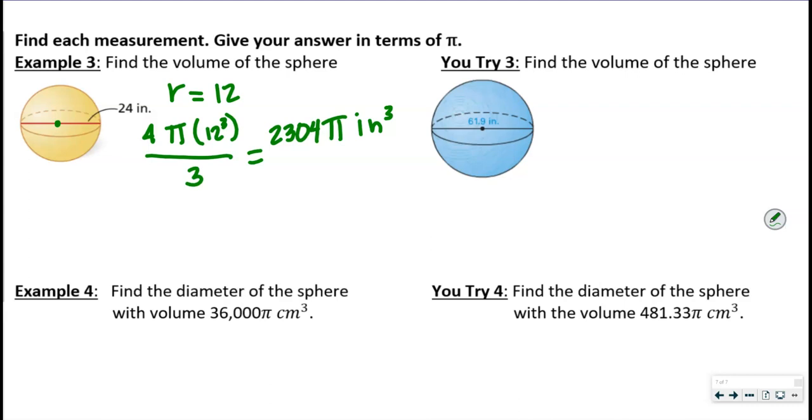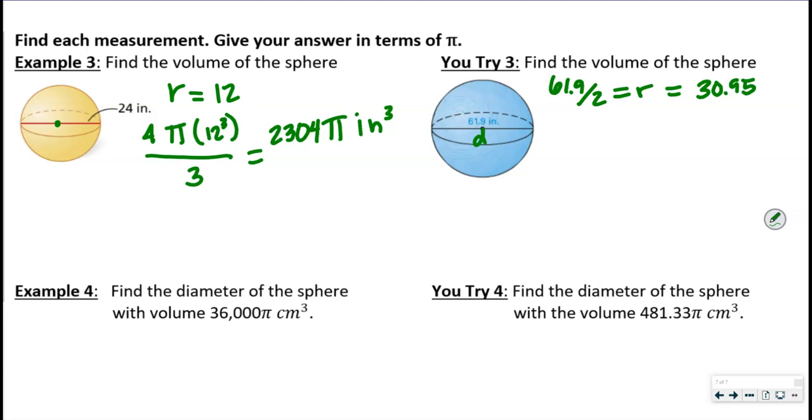Here again, we have the diameter. This is equal to the diameter. So we're going to do 61.9 divided by 2. That's going to give our radius, right? So that's what I got to find first. So our radius is equal to 30.95, okay? Now, go ahead and find the volume.